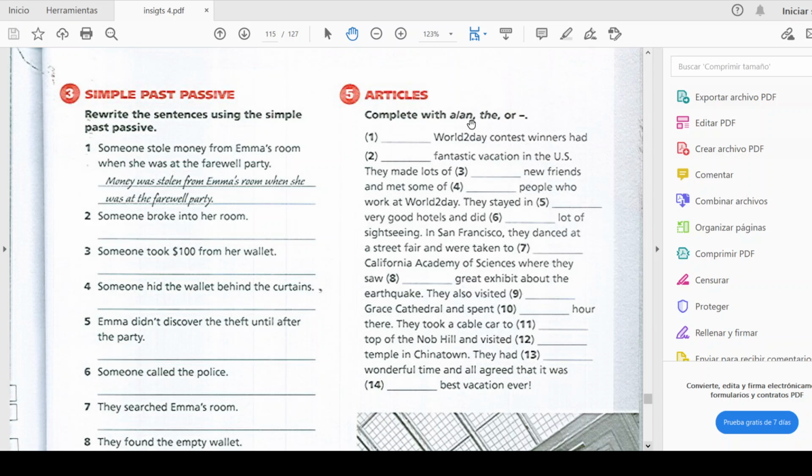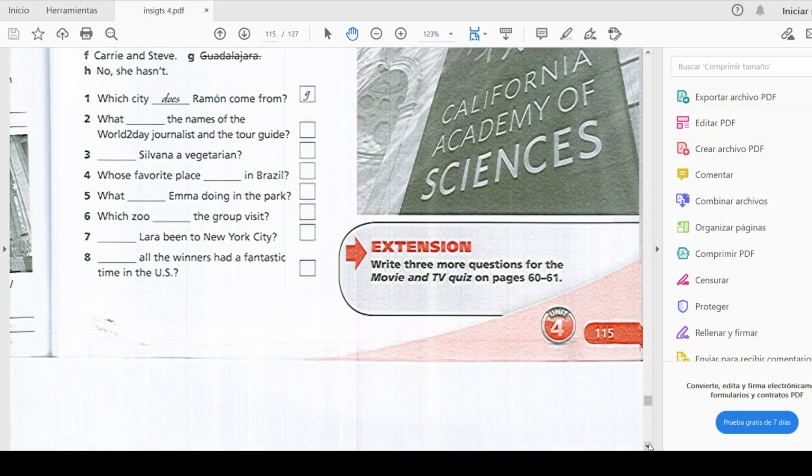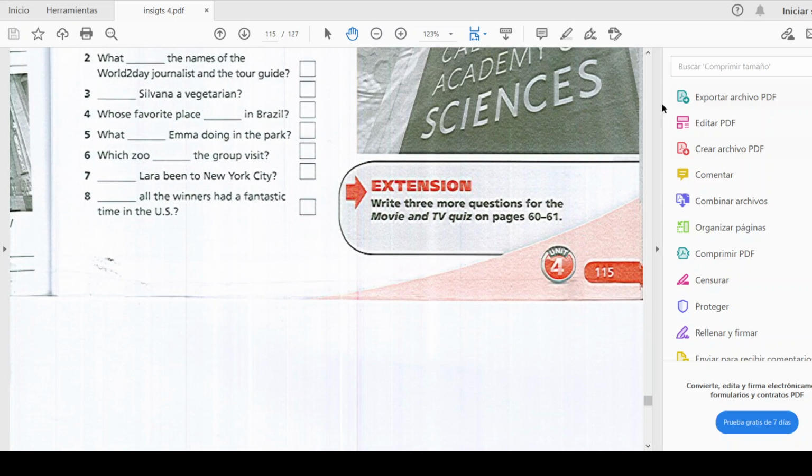Remember that we have definite articles and indefinite articles. Remember that we already studied the uses of a, an, and the. So you are going to use them and complete that paragraph with the correct article. Basically, that's what you are going to do. And we're going to finish on page 115, exercise 5.